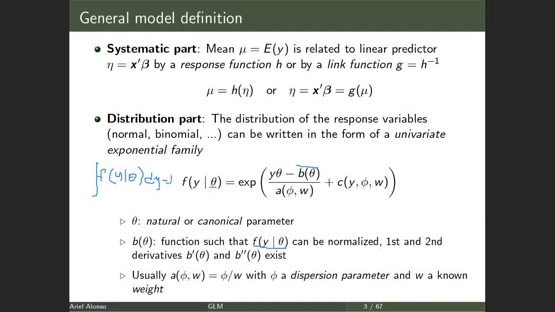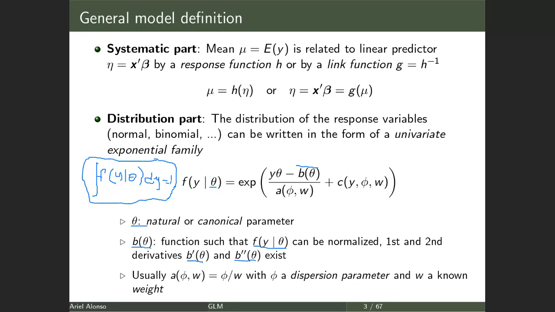Is the analogous formula to say that if you have a set of probabilities of exclusive events, they all have to sum up to 1? Well, it's the same. It's just a function such that we can normalize the density, so that when you calculate the integral, it is equal to 1. And we will ask a couple more properties for this b. It has first and second derivatives, so you can calculate the first derivative of b with respect to theta, and you can also calculate the second derivative of b with respect to theta. So theta, the canonical parameter, and this b of theta is a function that allows us to normalize the density and has the first two derivatives.